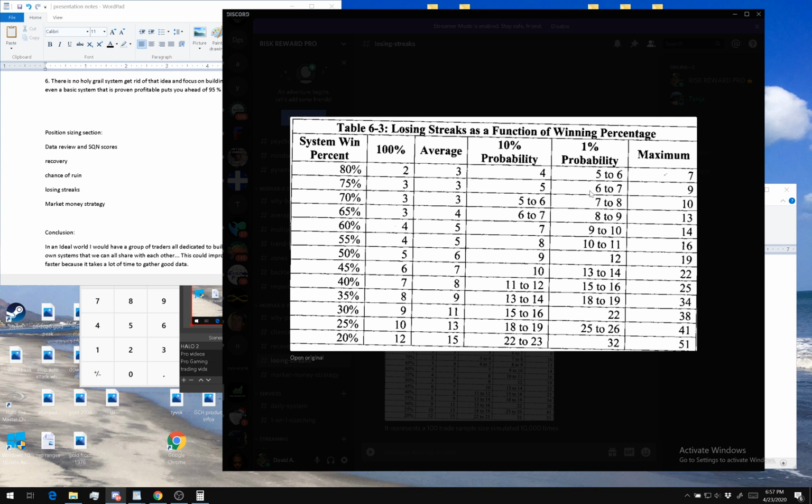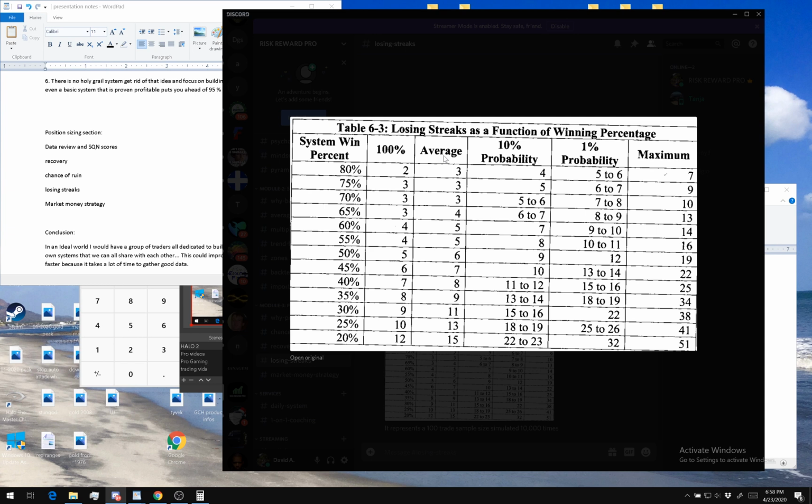So this chart's very useful because let's say you have a win percentage of 65. That's a really good win percentage. And you have maybe an SQN of 4 or 5 with this win percentage potentially. And then let's say you lose 4 trades in a row. That's going to seem pretty devastating to you, but in reality, that's average.